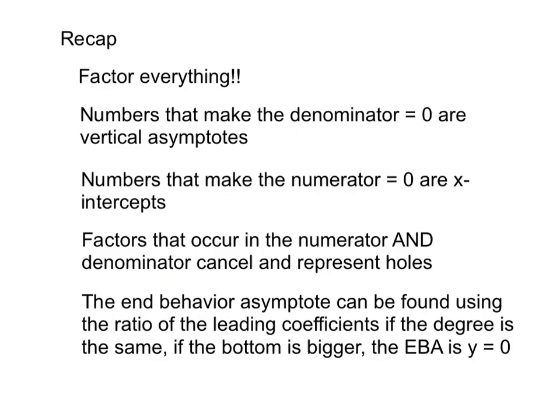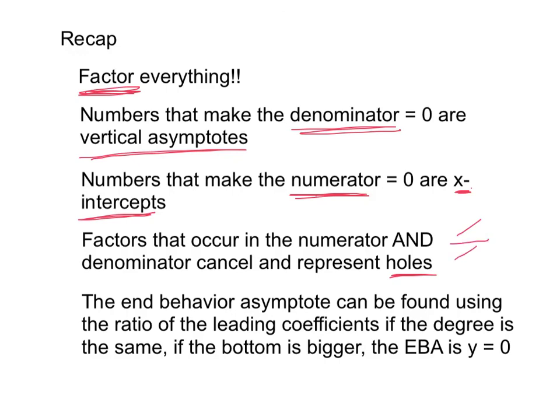So just to do a little recap, the very first thing you need to do is factor everything. Obviously, you have to have factors in order to find all the attributes that you're going to graph. Remember that numbers that make the denominator equal to 0 are the vertical asymptotes. Numbers that make the numerator equal to 0 are the x-intercepts. Factors that occur in the numerator and in the denominator that cancel, those represent holes. So these are the ones that you can cancel from the top and the bottom of a fraction.